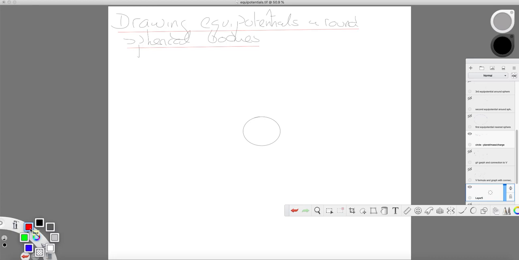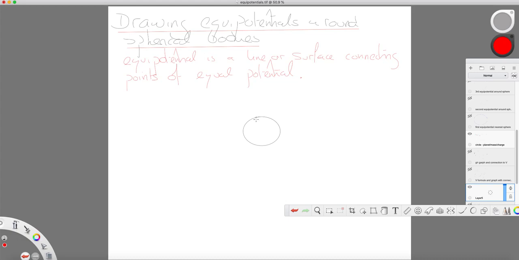I don't like this definition very much because it's kind of self-evident, but an equipotential is a line or a surface connecting points of equal potential. And you can see why I think that's stating the blindingly obvious, but that's what it is. So an equipotential is, in the simplest sense, a line which joins points of equal potential.